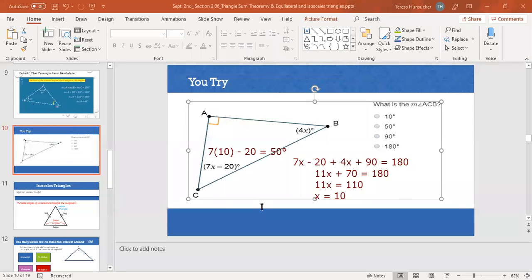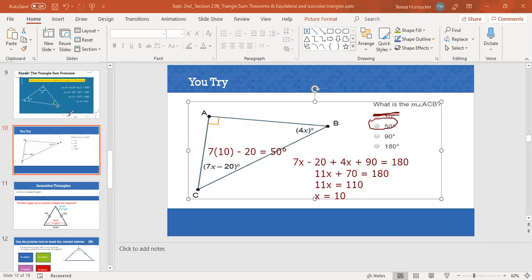All right, so the correct answer is 50. It's not 10, that's the value of x. It's going to try to distract you from the correct answer. Make sure you read the question.